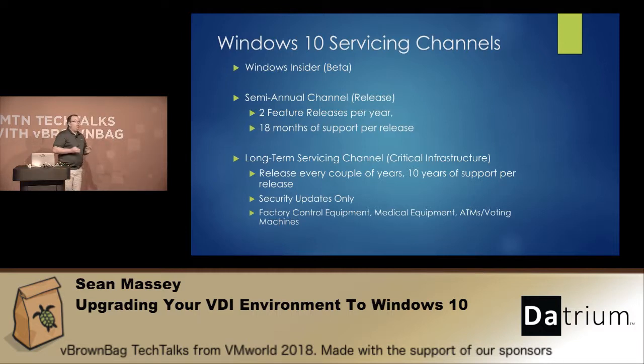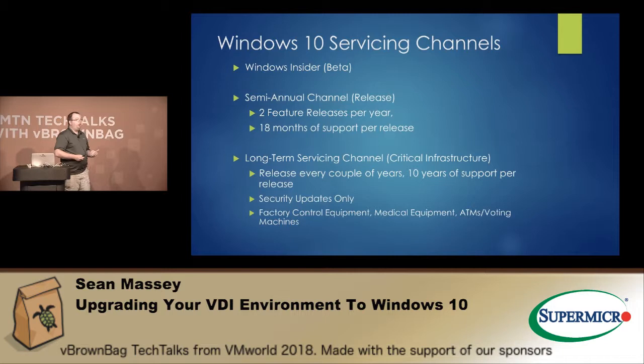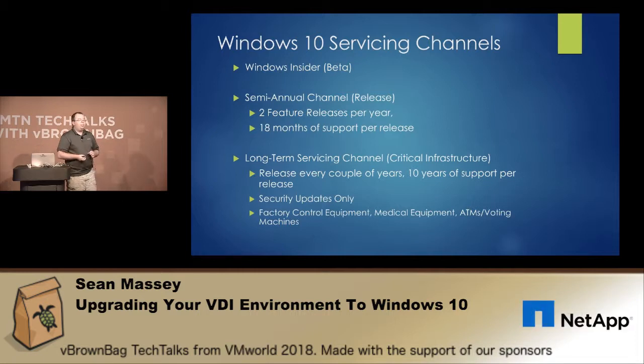The semi-annual channel is really what most people are going to be on, right? This is a channel that has 2 feature releases per year. So every March and every October, there's going to be a major release. This release is going to have new features that aren't going to be backported to earlier versions and will be available as an in-place upgrade to users with physical machines. These semi-annual channel releases also only have 18 months of support.